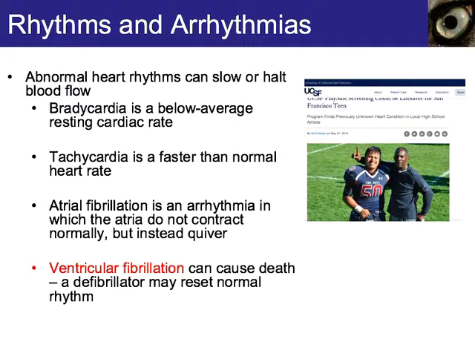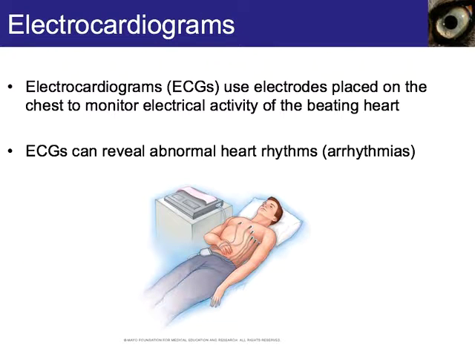You commonly hear about rhythms and arrhythmias in student athletes, where all of a sudden a student collapses after practice due to an arrhythmia. What happens is their heart has an abnormal rhythm and at one point stops. If you've ever heard of ECGs or electrocardiograms, they use electrodes placed on the chest to monitor electrical activity of the beating heart, and this is a way to figure out if you have an abnormal heart rhythm.